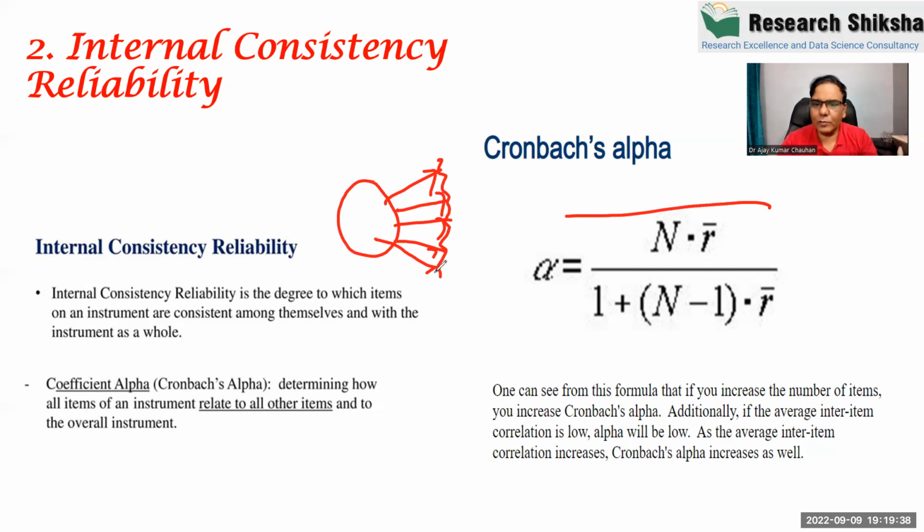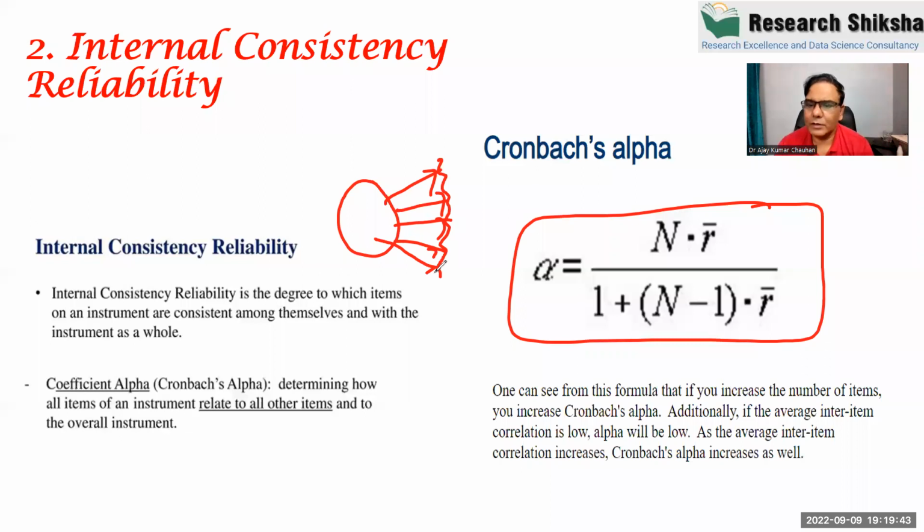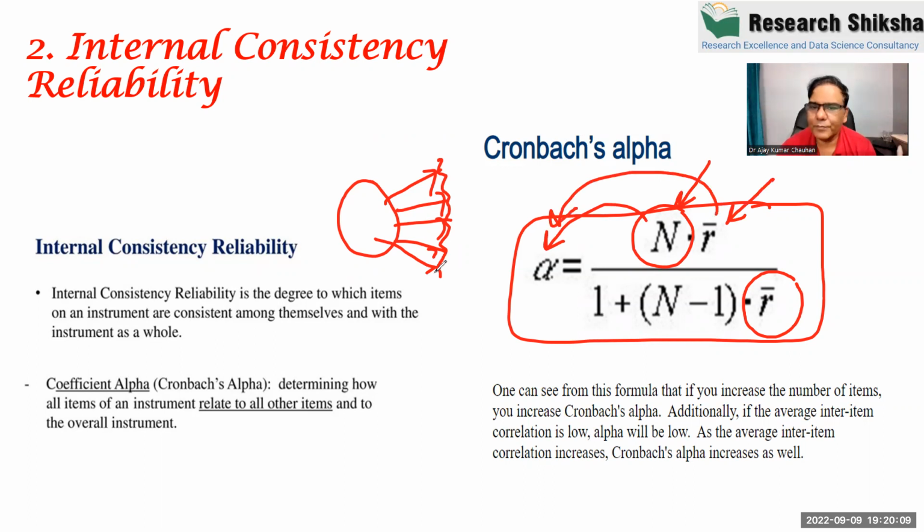So this is the formula for Cronbach alpha. If you see the formula, the Cronbach alpha is calculated from two inputs. Number one, what is the average correlation between the items? And n is the number of items in the construct. So if you see more carefully, higher the n, more is the alpha. Higher the r, more is the alpha. So Cronbach alpha is directly related to n and r.